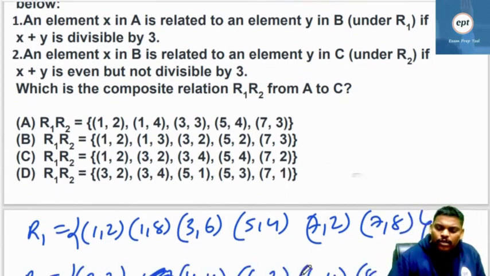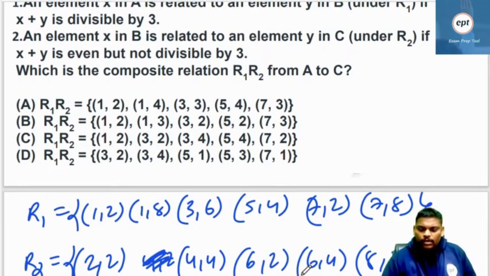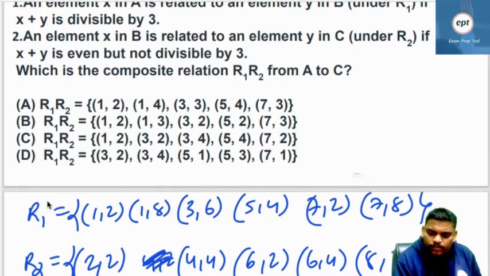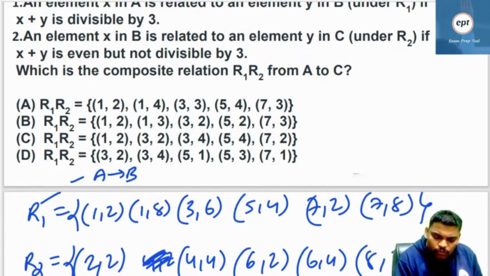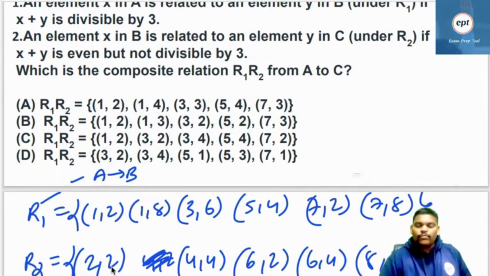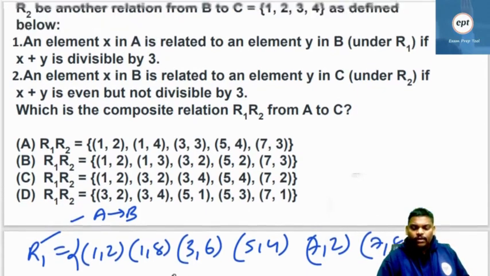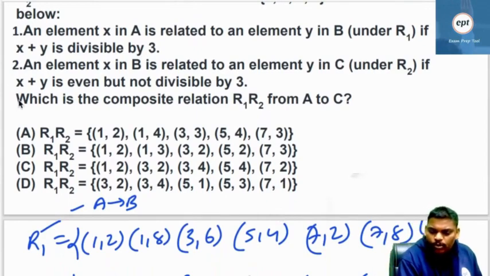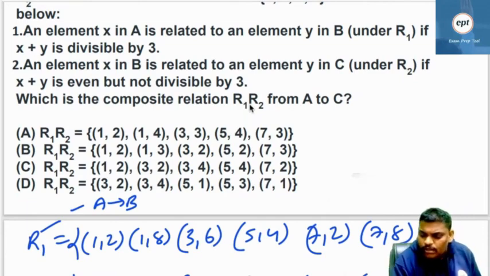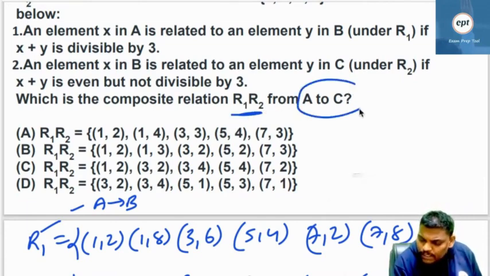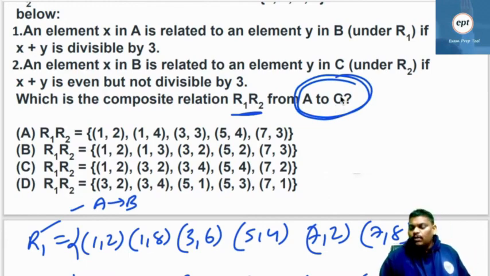If you are okay with R1, R2, listen. R1 is from A to B. R2 is from B to C. R1 from A to B, R2 from B to C, but you want R1, R2 from A to C. You want A to C.